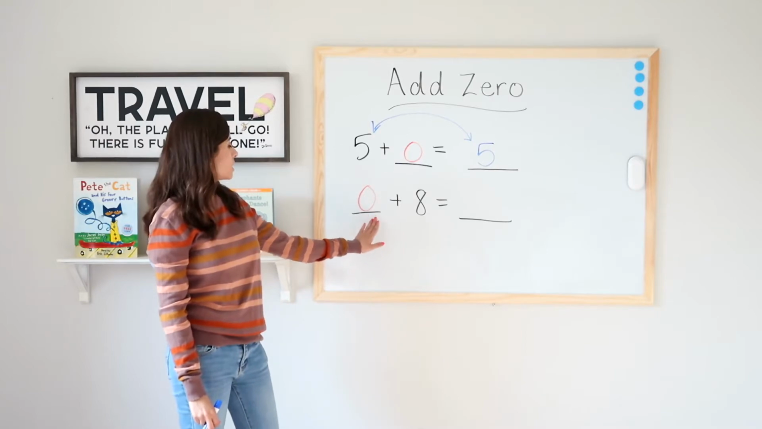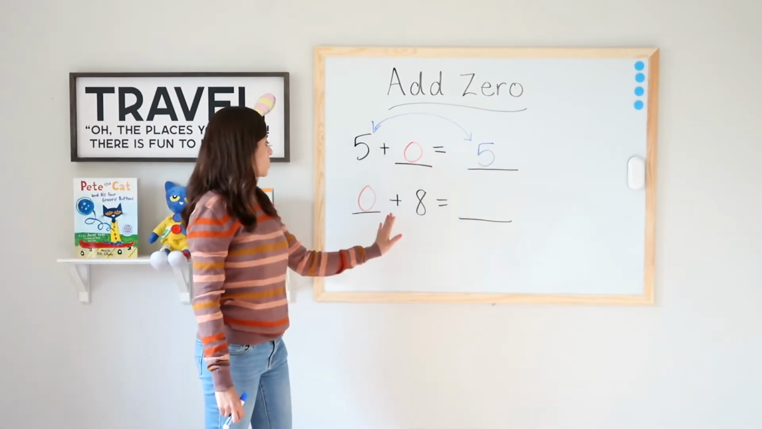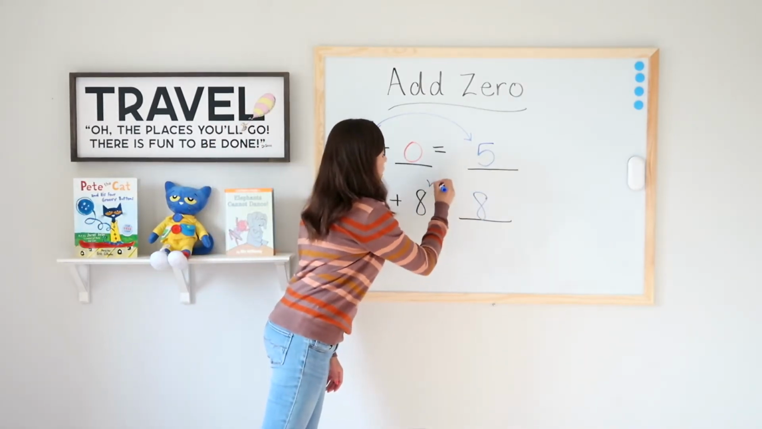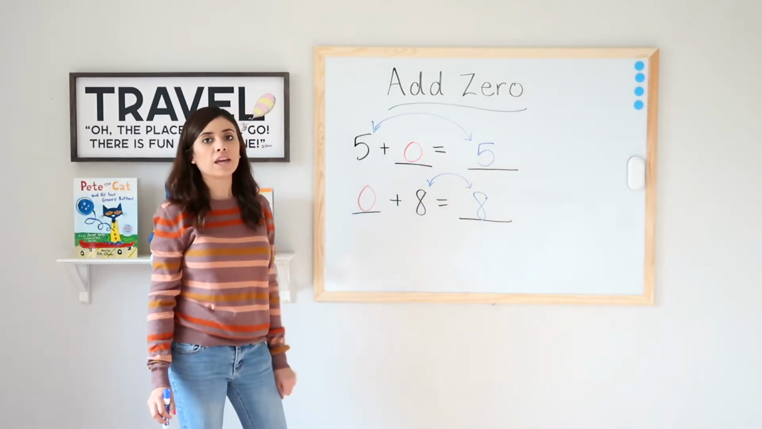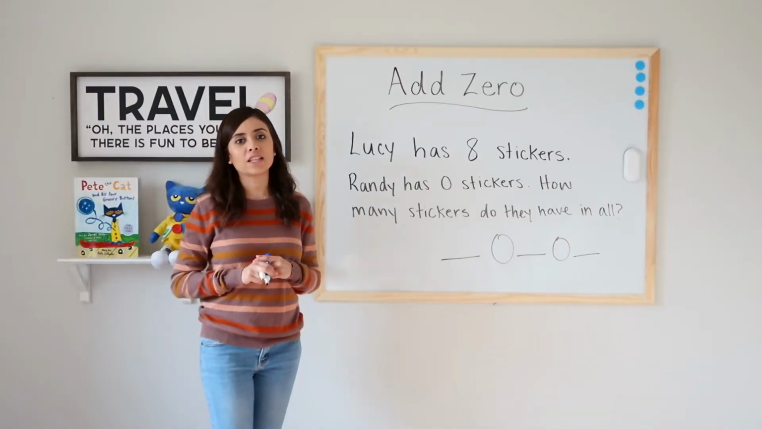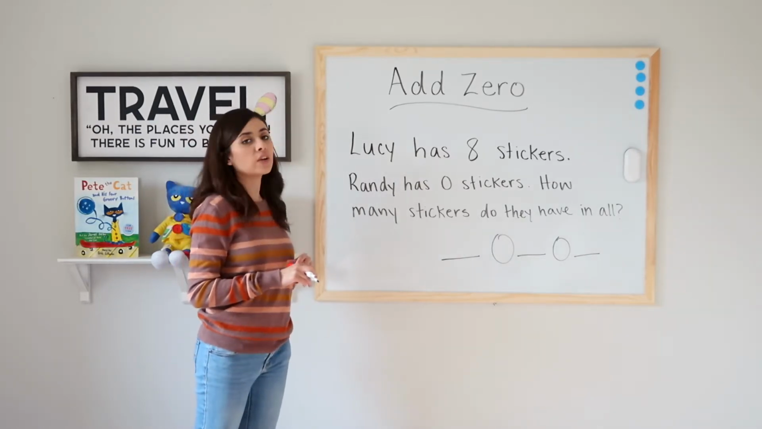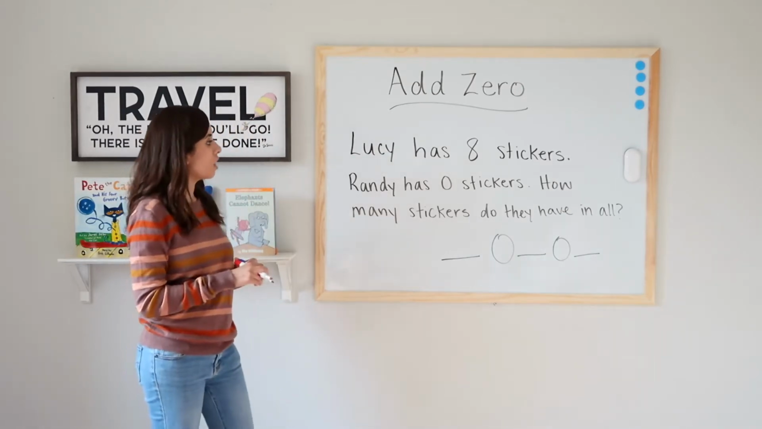Let's try another one. 0 plus 8 equals blank. 0 plus 8 equals 8. 8 was added to 0, so the answer is that same number, 8. So let's go ahead and look at this example. It says, Lucy has 8 stickers. Randy has 0 stickers. How many stickers do they have in all?